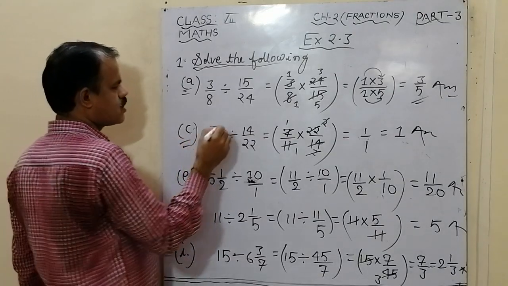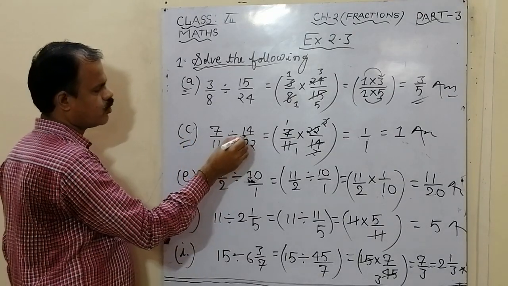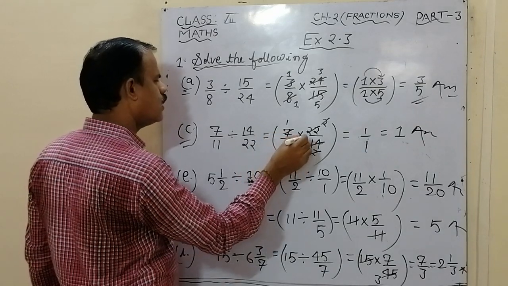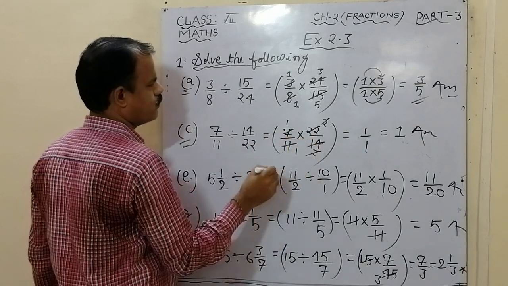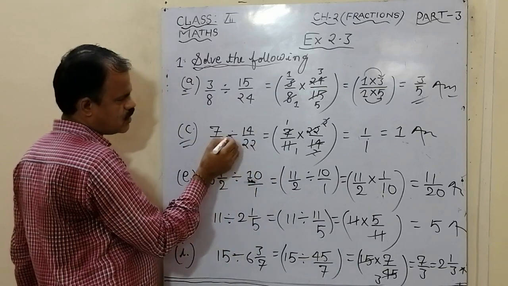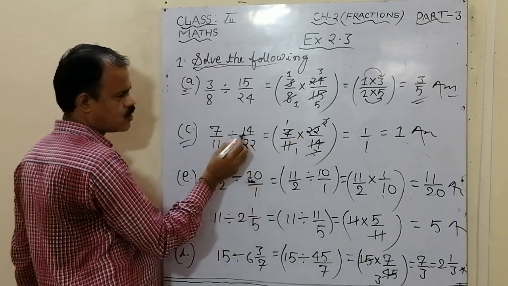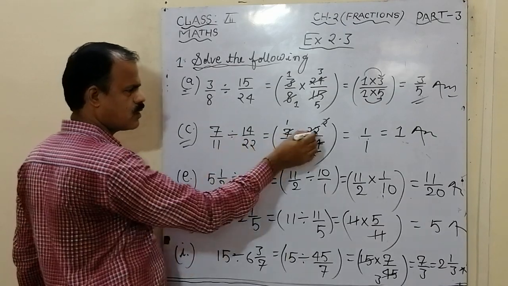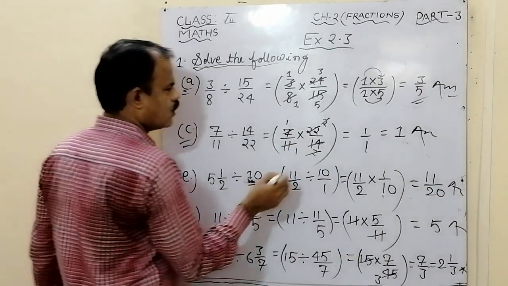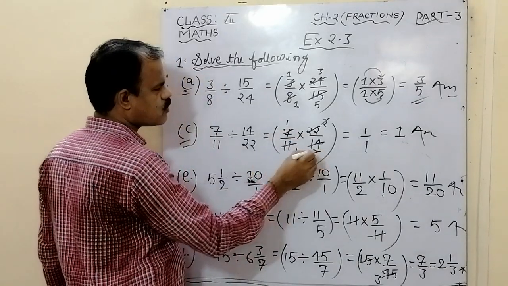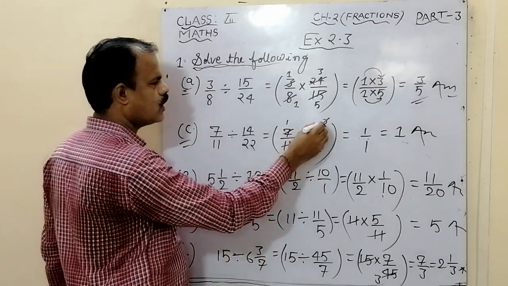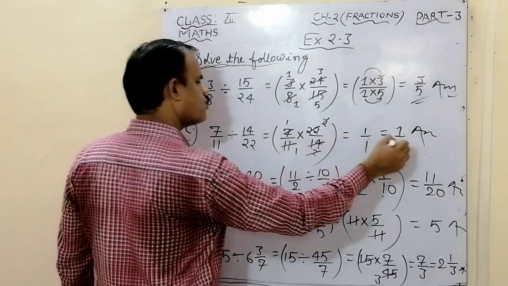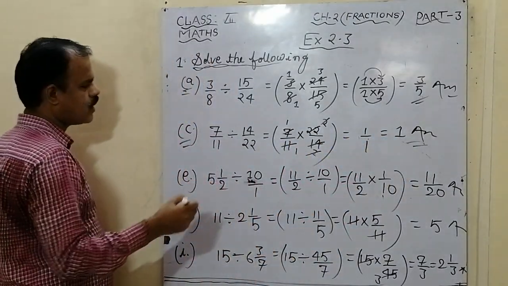Next, C part: 7 by 11 divided by 14 by 22. So it becomes 7 by 11 multiplied by 22 by 14. Why? We change divide into multiply, so 14 by 22 becomes 22 by 14. Now 7 ones are 7, 7 twos are 14, 11 ones are 11, 11 twos are 22, and 2 and 2 cut. So 1 by 1 becomes 1. So 1 is the final answer.